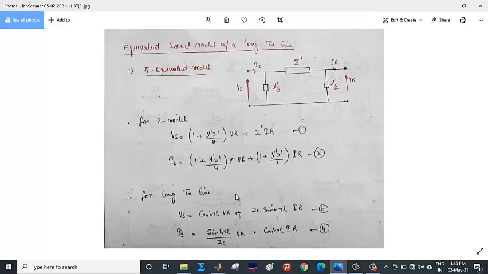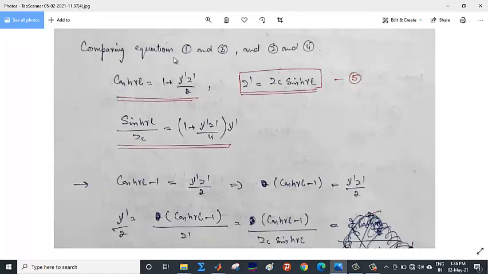By comparing these four equations, cos hyperbolic gamma L will be equal to this term, Zc sin hyperbolic gamma L will be equal to this term, and sin hyperbolic gamma L by Zc will be equal to this term. I'll only use these terms to calculate y dash by 2 and z dash. So by the comparison, I have calculated the equations.